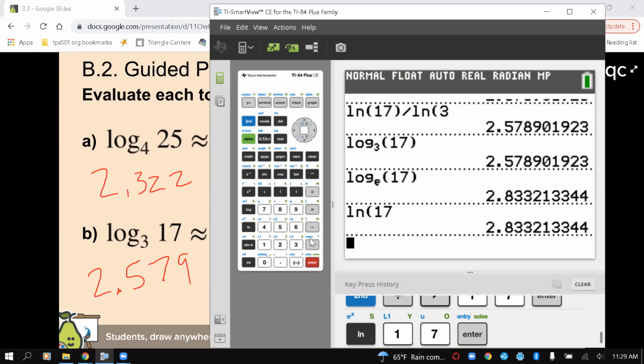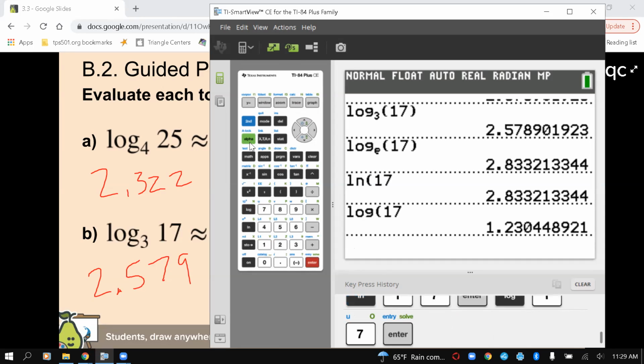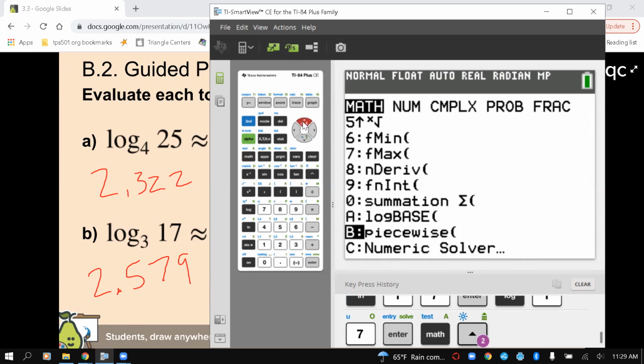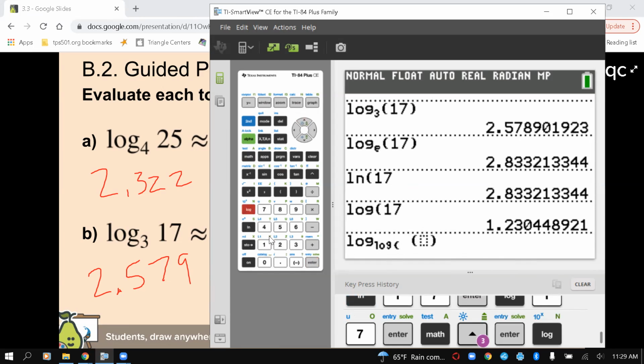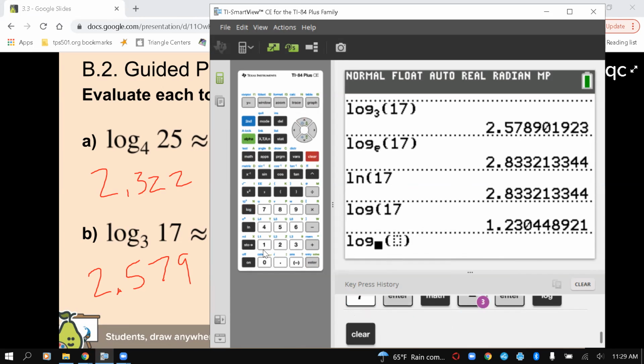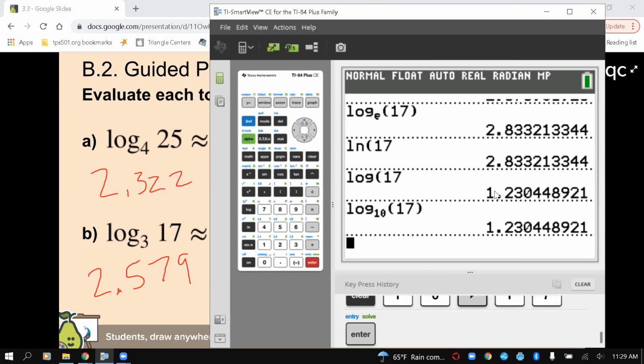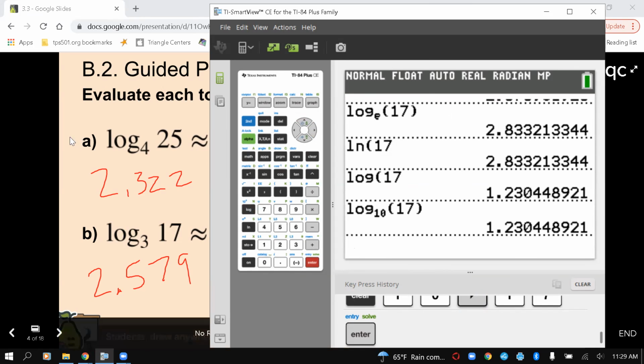Log without a base written is log base 10. Log base 10 of 17. Same thing. Okay. All right.